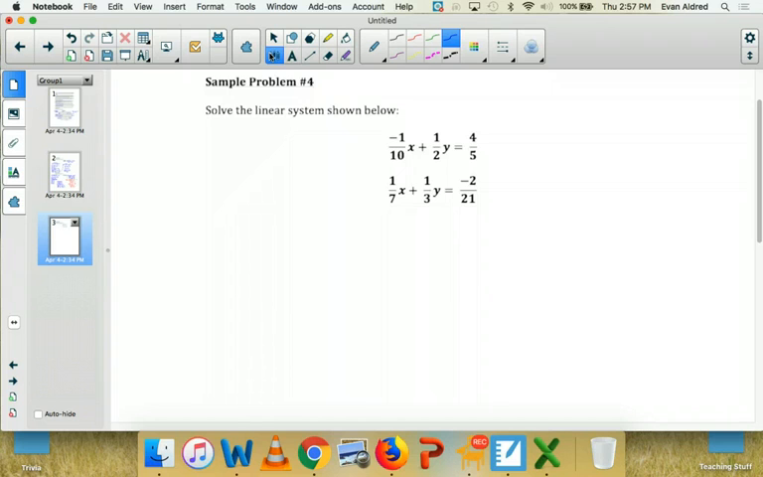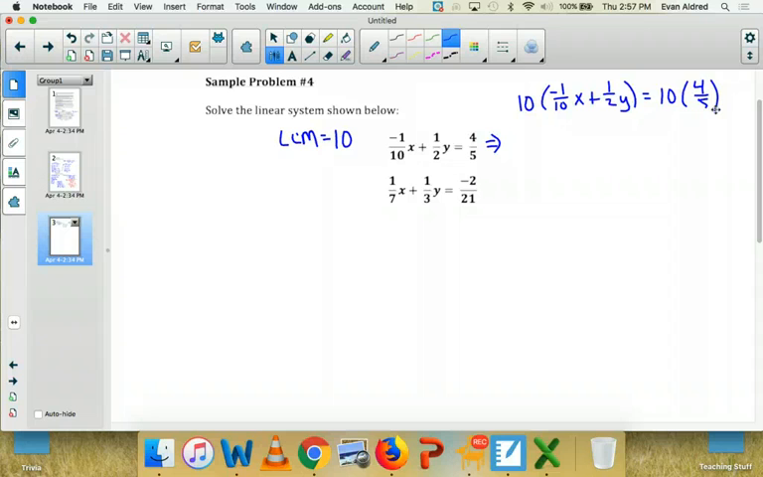Well, the LCM, the smallest multiple of 10, 2, and 5, is 10. So the LCM of the top equation is 10. So what we're going to do is multiply everything by 10. If you're wondering how that's going to help, we'll take a look and we'll see. So I've multiplied both sides by 10.